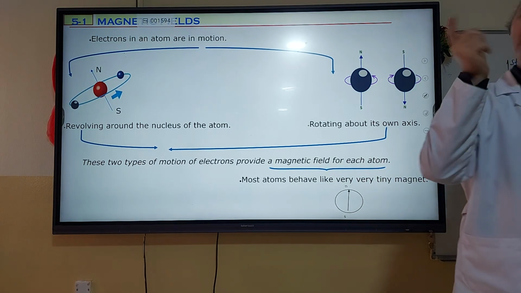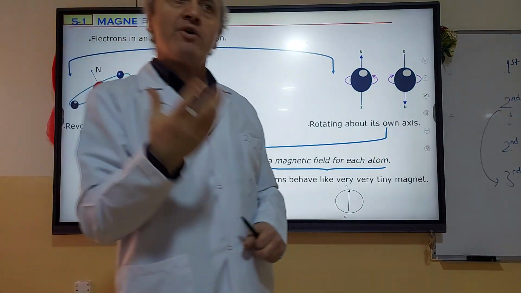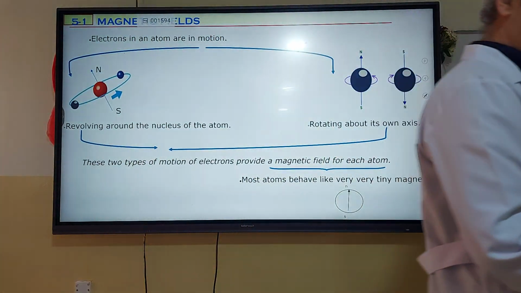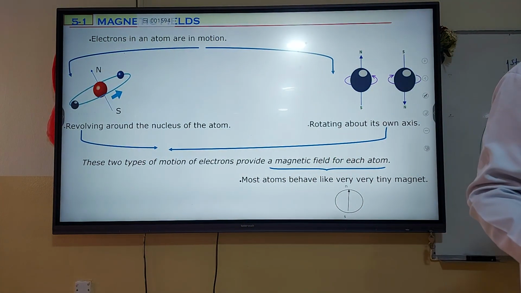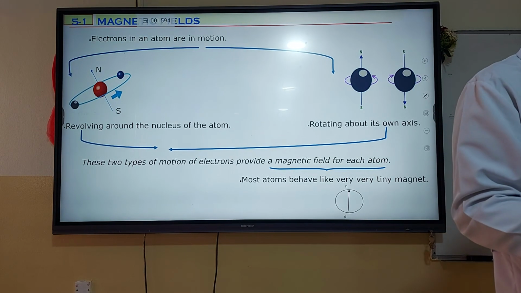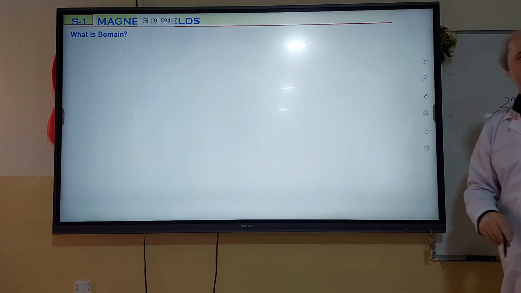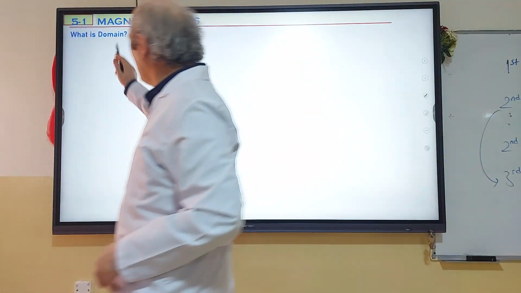Yeah, for most atoms, the electrons' revolutionary motion provides a magnetic field in the same direction, and so they support each other, and then the atom has a net magnetic field. Okay? So most atoms behave like very, very tiny magnets with a north pole and a south pole.